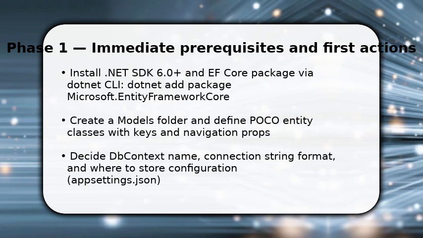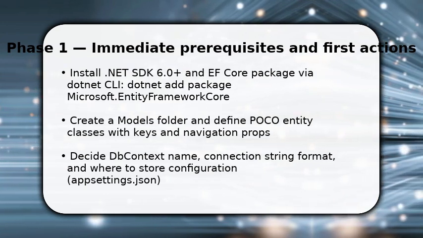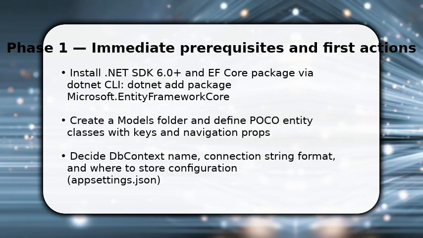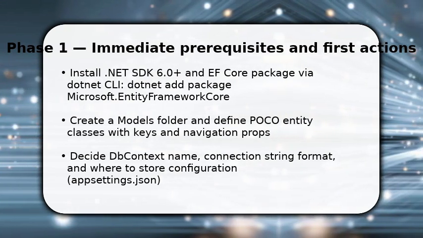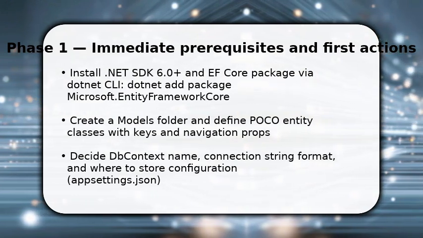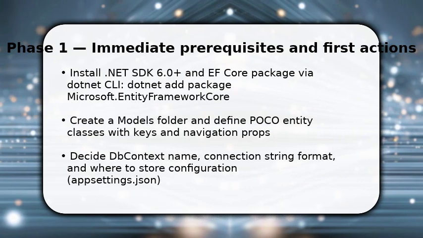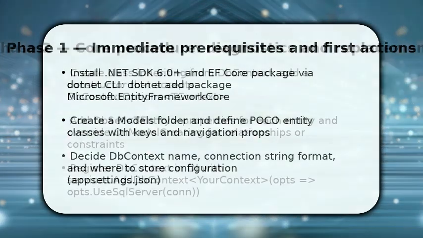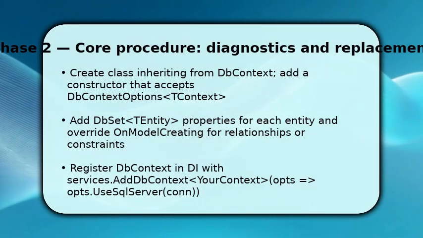Once done, open your project in an editor and prepare to add a new DbContext class file. This is the first actionable step toward wiring EF Core into your app. You create the DbContext class that inherits from DbContext and include a constructor taking DbContextOptions of your context type.